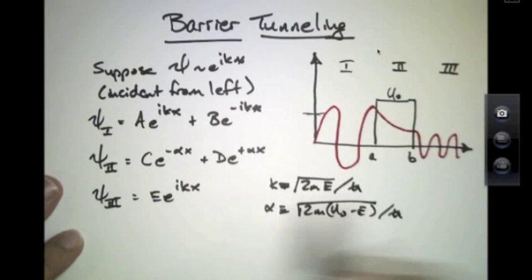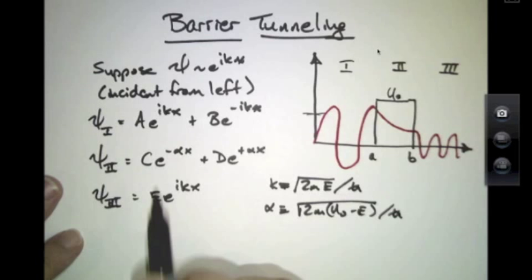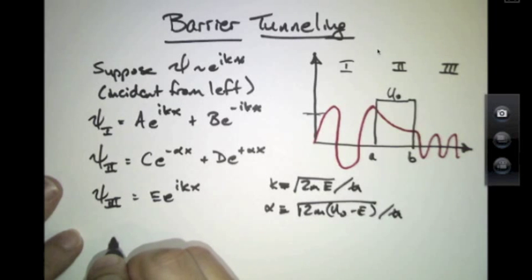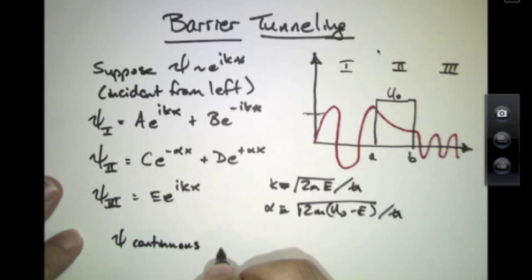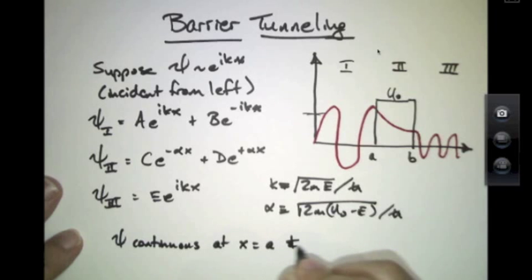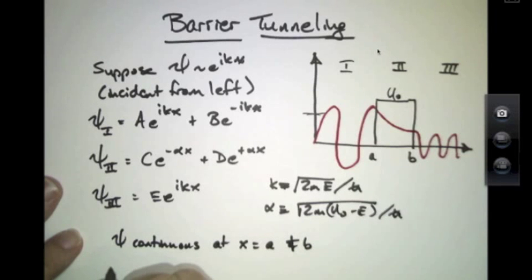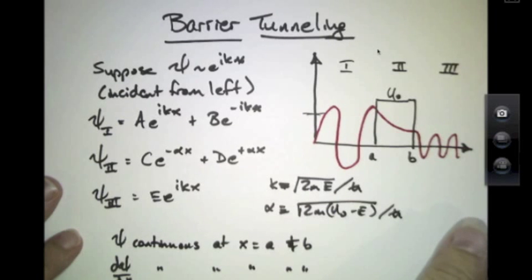So how do we go ahead and solve Schrödinger's equation here? Well, we know that psi is continuous at x equals a and b, and d psi dx is continuous at x equals a and x equals b. Those are the conditions we're going to solve.